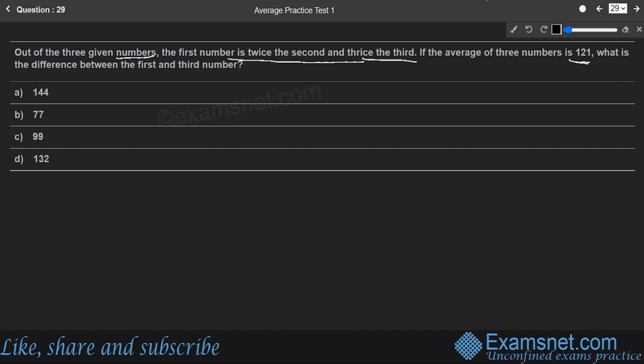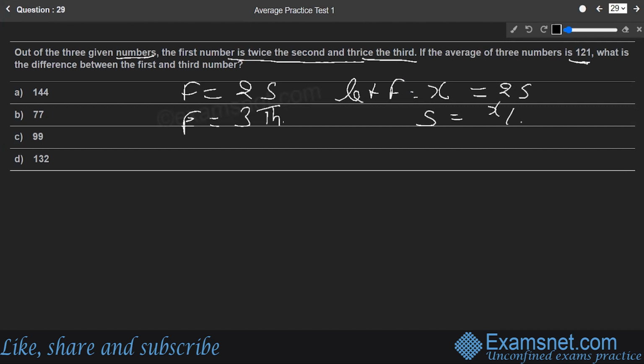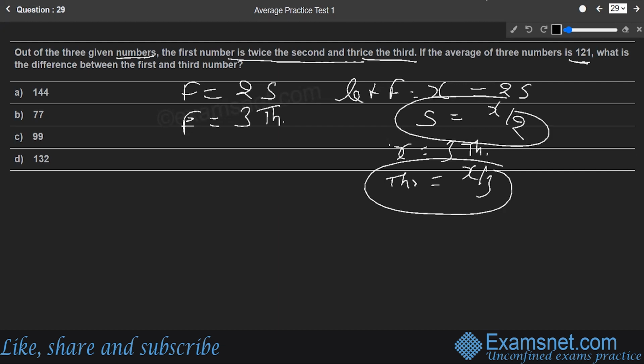Let's take the first statement. He says out of three given numbers, the first number is twice the second. So the first number is twice the second one, and the same first number is thrice the third. So we can assume the first number as x and then relate the others. Let the first number be x itself. If the first number is x, then since the first is twice the second, the second will be x by 2. Similarly, the first is thrice the third, so the third will be x by 3. So these are the three numbers we have got: the second number is x by 2, the third number is x by 3, and the first number is x.